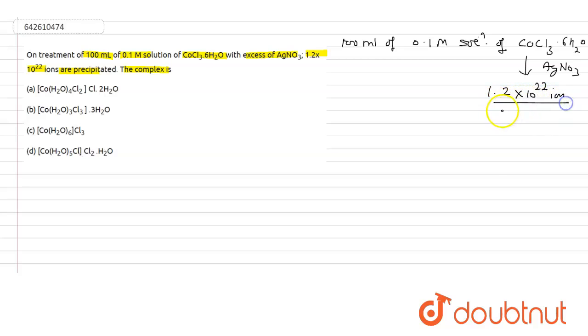These ions are precipitated out, right? So this is what the question is saying. Now let's try to solve this question.